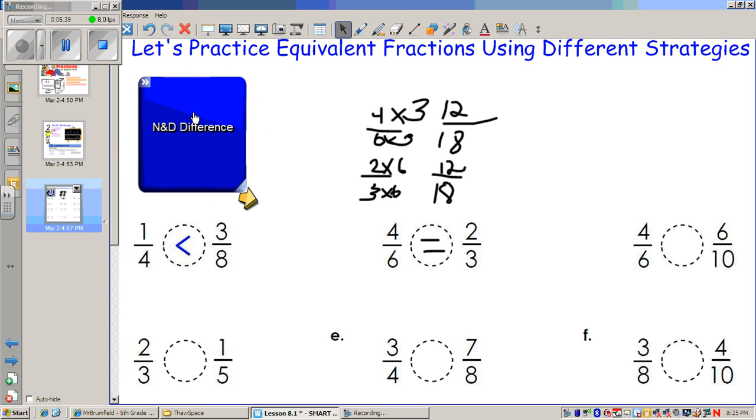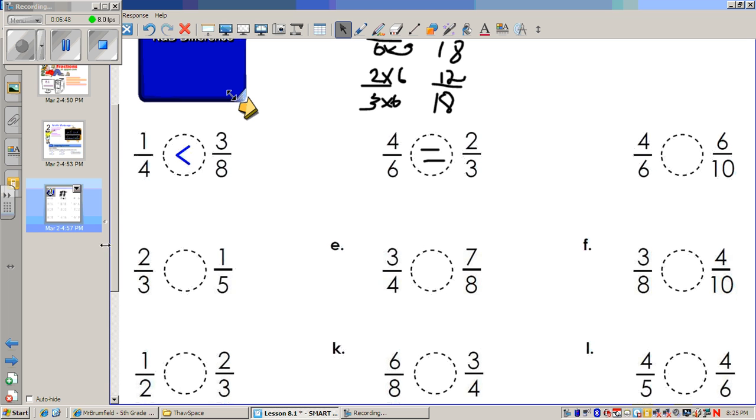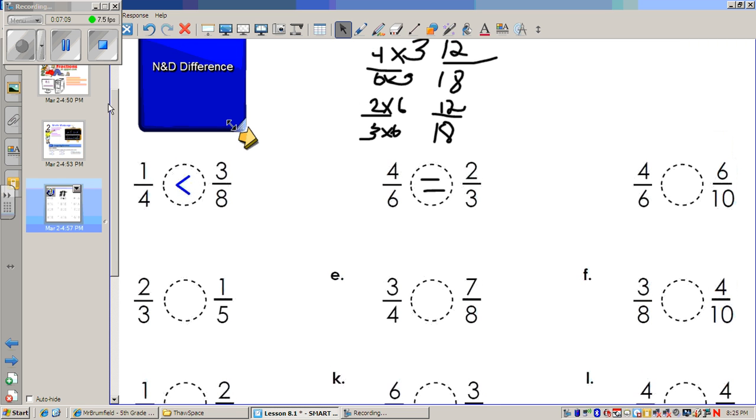Numerator and denominator difference. So this one, I don't know that I want to go into too many strategies with you, but we have a numerator and a denominator, and the difference between the two here is 2, and the difference here is 4. That can give us a good idea of which one is greater also, because there's only 2 between here and there's 4 between here, so they're telling me 4/6 is greater. So let's try their little strategy.